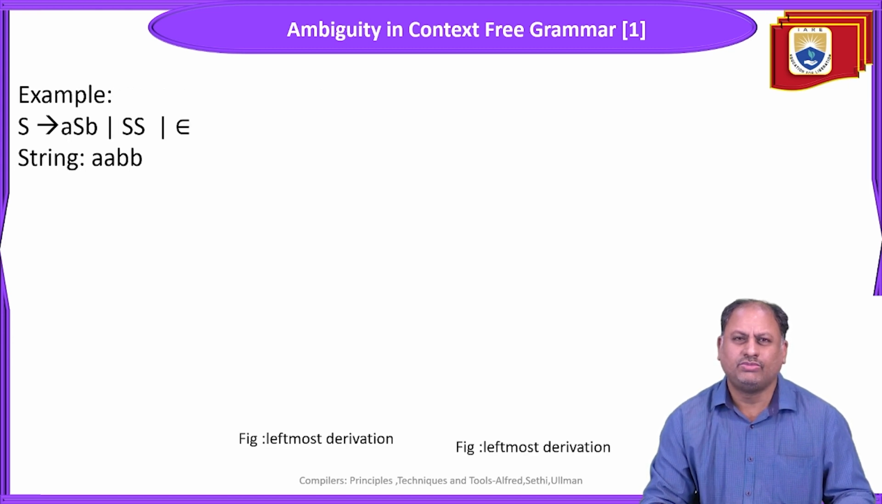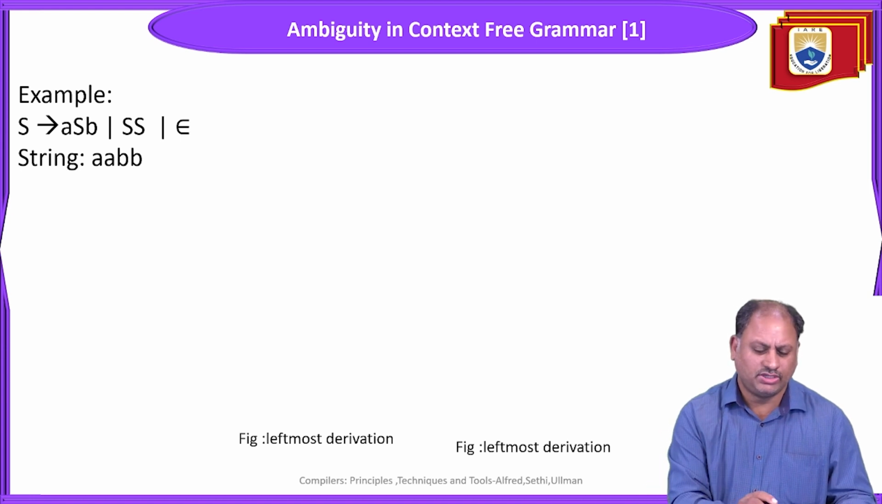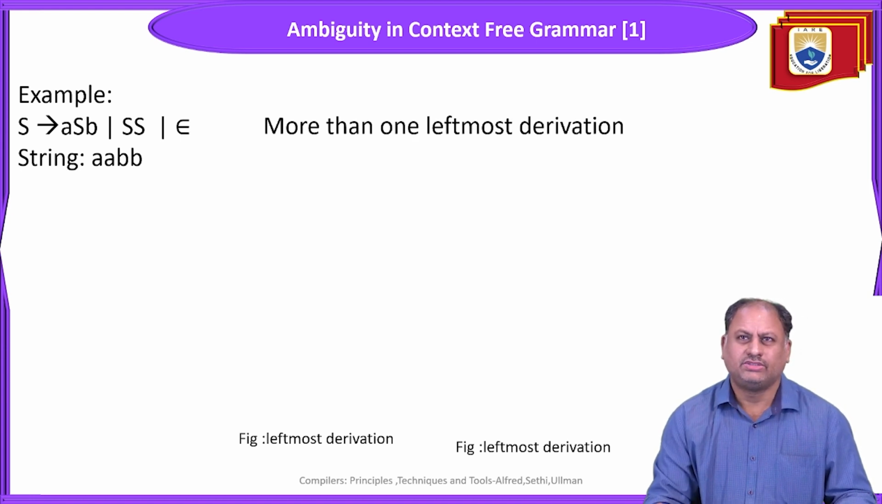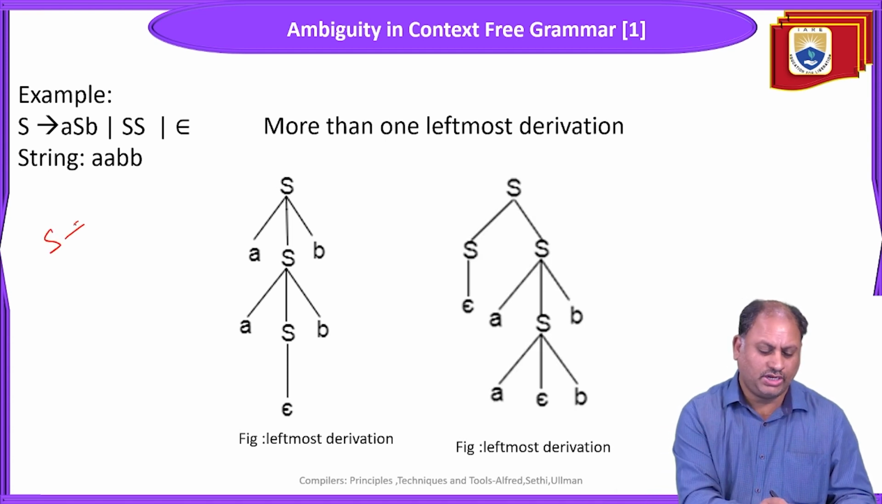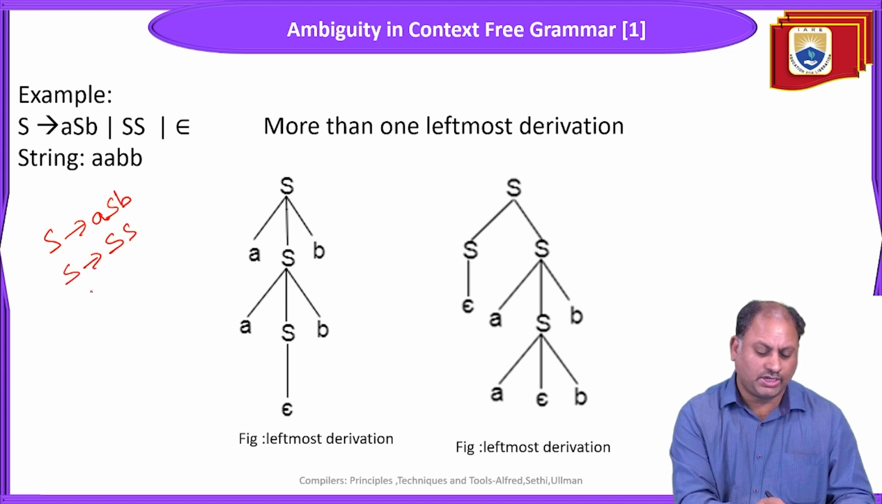So, for example, let us consider a given grammar, S derives aSb. Here there is more than one leftmost derivation. S derives small a, capital S, small b. Another derivation, S derives capital S, capital S. Third derivation, S derives epsilon. So these are the productions which are given.